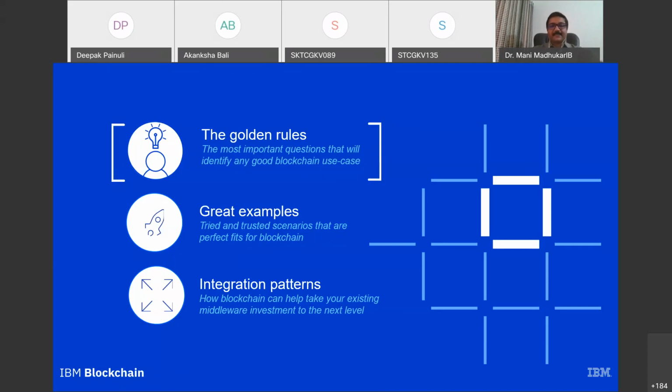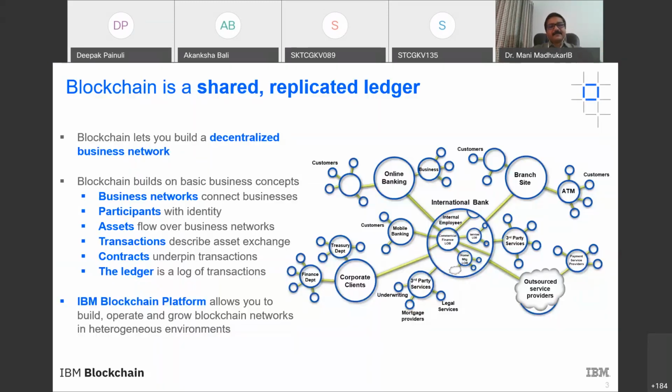We'll talk about examples. We'll also try to touch upon integration patterns, though we'll not dig too much into this. This is just a recap of what you have already been studying for the last 2.5 days. I will just recap it.